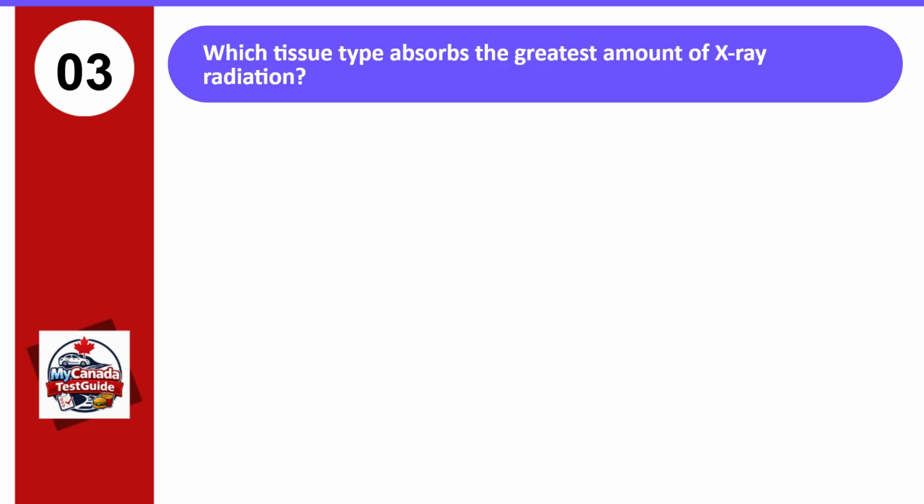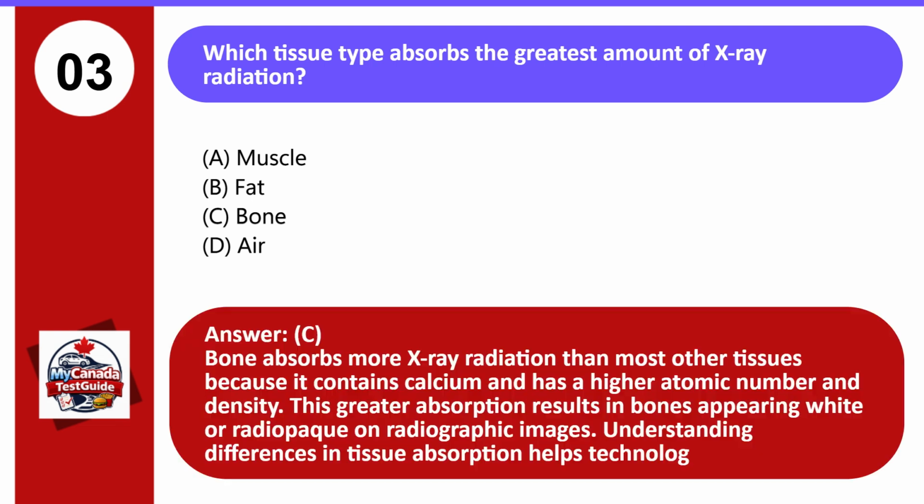Which tissue type absorbs the greatest amount of X-ray radiation? A. Muscle. B. Fat. C. Bone. D. Air. Answer, C.